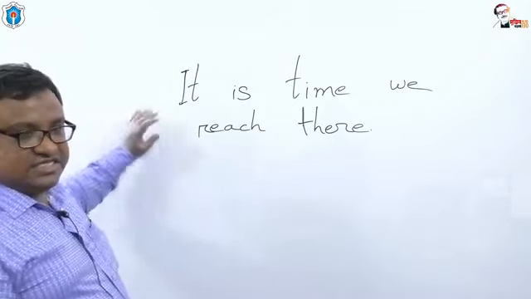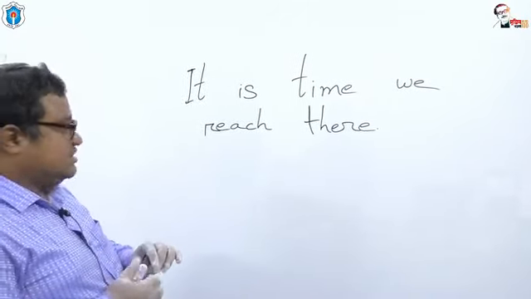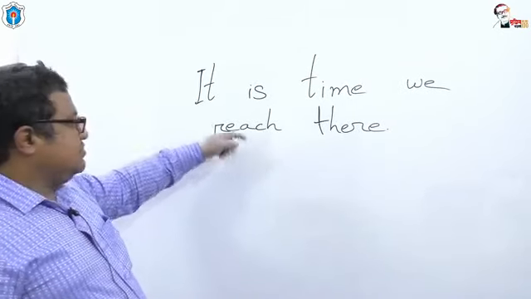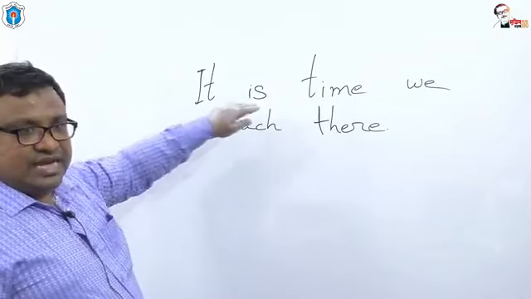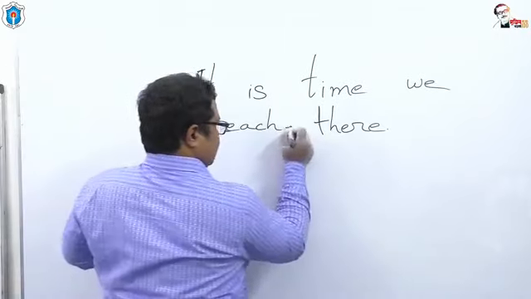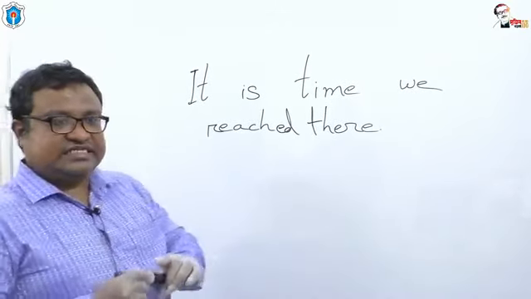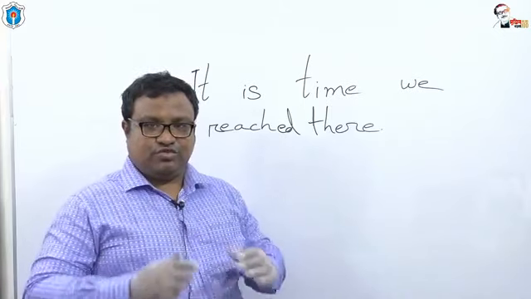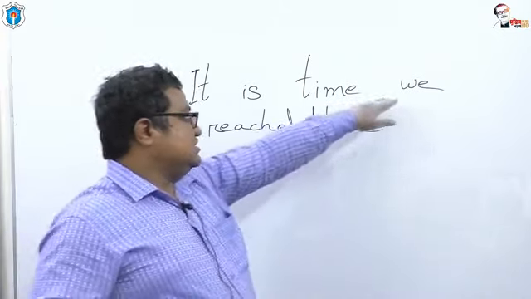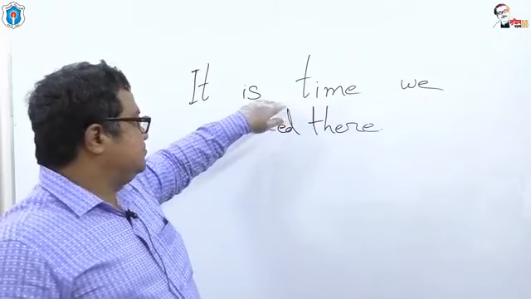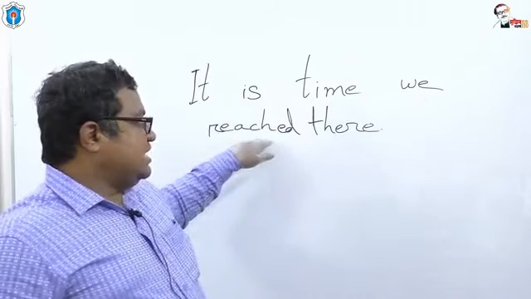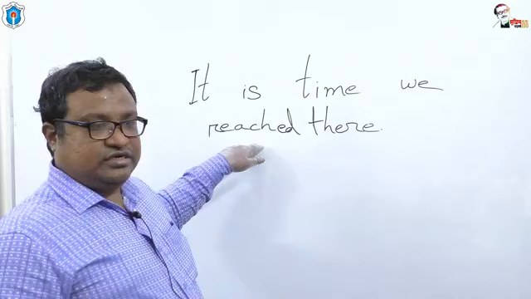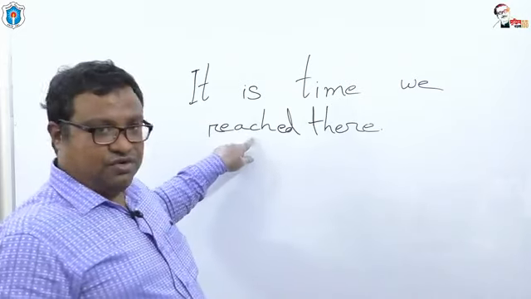It is time we reach there. What's the problem with that? The problem is with this verb reach. When I am using this phrase, it is time, actually it will be the past form, reached. It is time we reached there, not it is time we reach there. Because when I am using the subject after this phrase, it is time, then I have to turn it into the past form, not the present form.